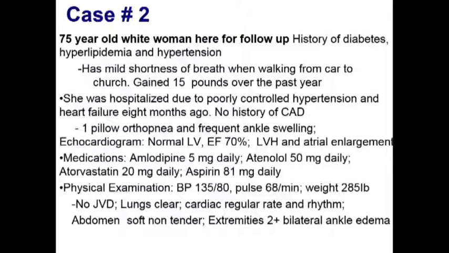Her echo shows her EF is 70%, but she has concentric LVH and a little atrial enlargement. Currently, she's on amlodipine 5, atenolol 50 once a day, Atorva 20, aspirin 81. Her blood pressure is 135 over 80, pulse 68, weight's 285. On physical examination, her lungs are clear, no JVD, regular rate, abdomen is soft, non-tender, and she has 2+ bilateral ankle edema.